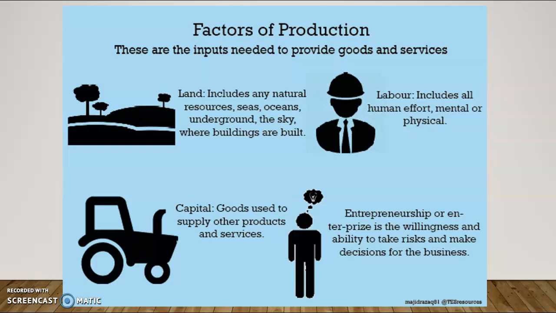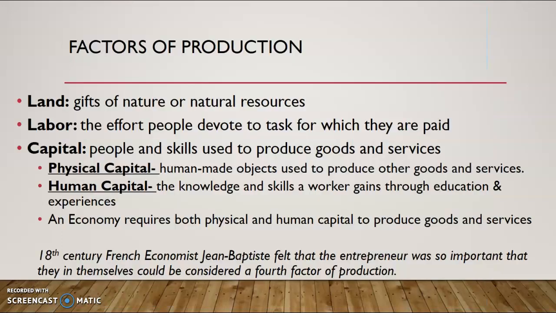Capital is all the goods used to supply other products and services. So if we were looking at this in class, the projector coming out of the ceiling, projecting onto the screen hanging in front of the board, those are both capital. Those are goods used to provide a service. The oven or the stove in a fast food restaurant, that's a good used to provide another good or another service. Entrepreneurs, again, are the people that are running the show, kind of the business owners, people with ideas, who take risks and make decisions for the businesses.